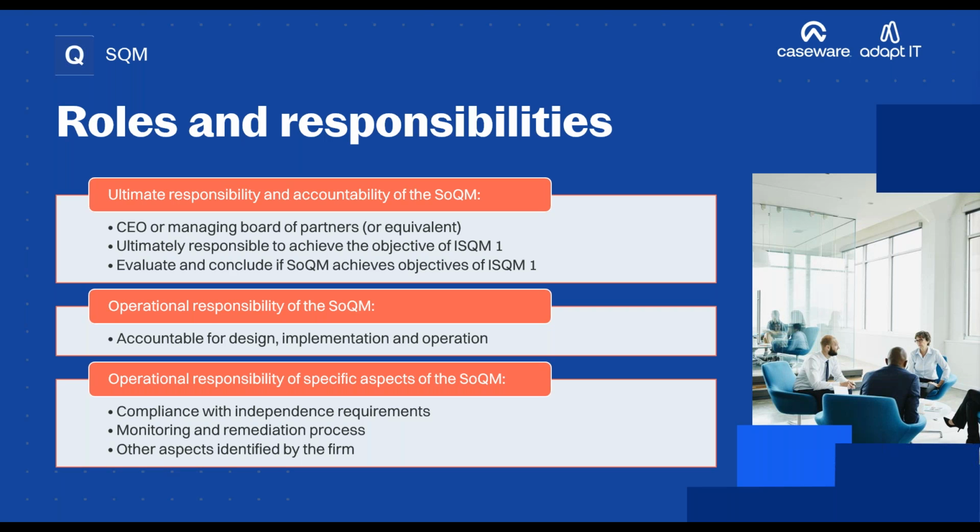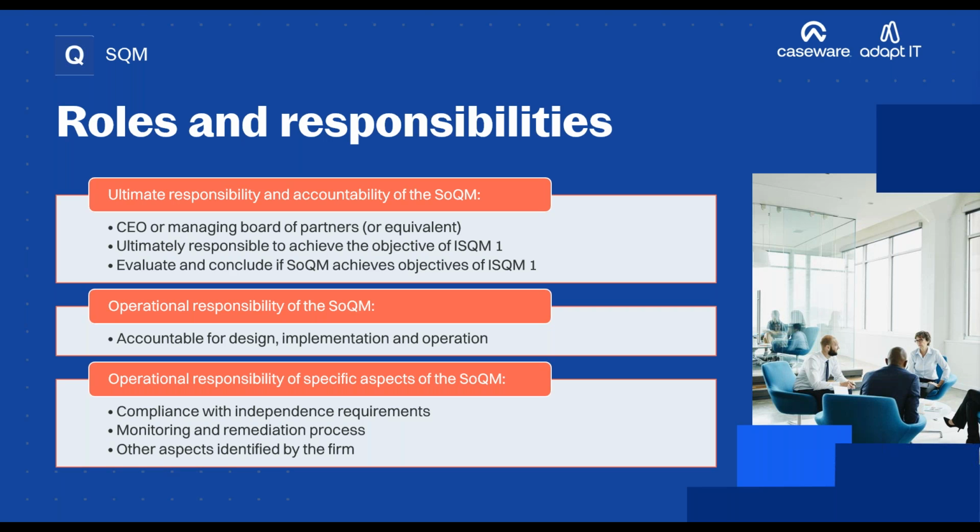First of all, the firm must identify an individual, or possibly more than one, that has the ultimate responsibility and accountability for the firm's system of quality management, and by default also for achieving the objectives of ISQM 1. Now, this person is quite senior. It's normally the CEO or maybe the managing partner or a similar role. If you've got a board of partners, that could also be the managing board of partners. And they are ultimately responsible for ISQM 1, as I've said.